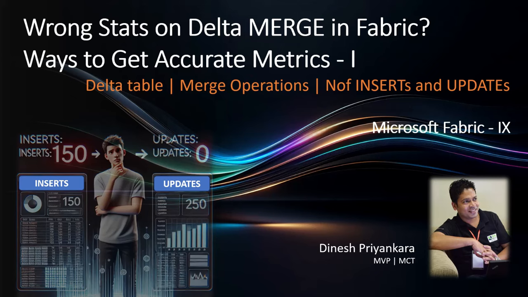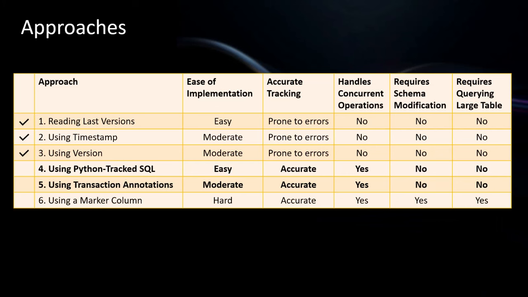Now let me show you the 6 methods I'm going to cover as a part of this video. You can see 6 methods: reading last version, using timestamp, version, Python-tracked SQL, transaction annotation, and marker column. I'm going to cover only the first 3 in this video, because I don't want to make the video lengthy. The last 3 will be added to the next video. So both videos are available. If you go to the second video, you can see the code related to the 4th, 5th, and 6th.